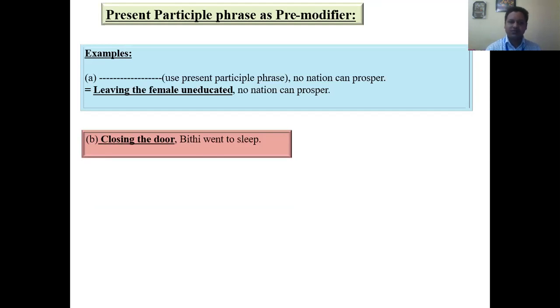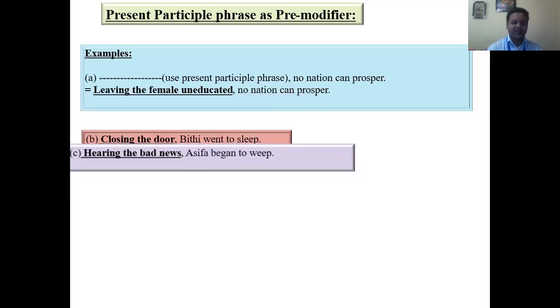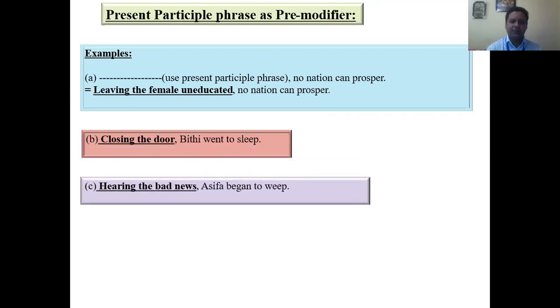Closing the door, Bithi went to sleep. Here, closing the door is a present participle phrase. Another example for you. Hearing the bad news, Asifa began to weep. Hearing the bad news is a present participle phrase; it starts with a present participle.